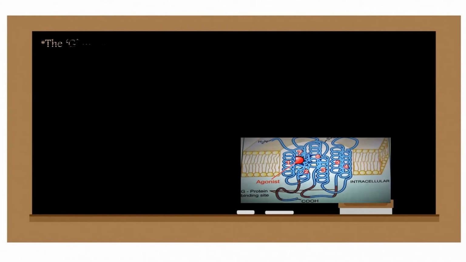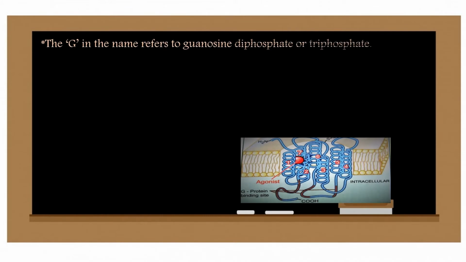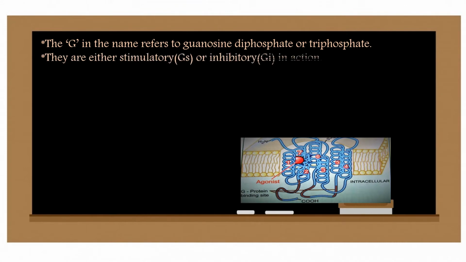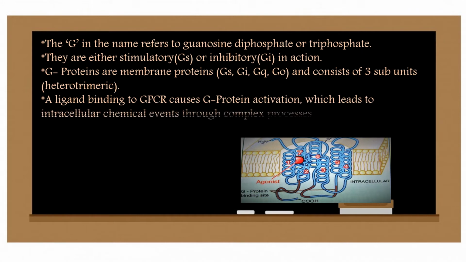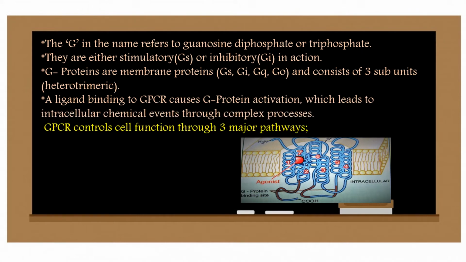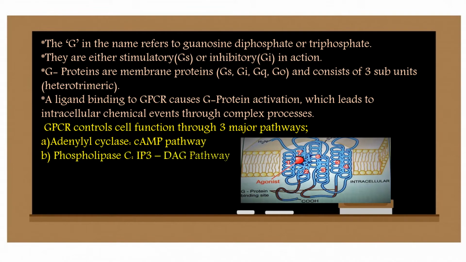The G in the name refers to guanosine diphosphate or triphosphate. They are either stimulatory or inhibitory in action. G proteins are membrane proteins and consist of three subunits, that is alpha, beta and gamma, and hence they are called heterotrimeric. The beta and gamma subunits modulate certain effectors like receptor operated K+ channel, adenyl cyclase and phospholipase C.